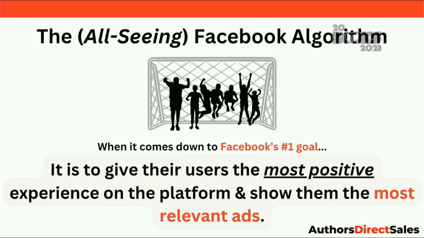And so when it comes down to the Facebook algorithm, their number one entire goal is to provide the most positive experience on the platform for their users and to show the most relevant ads. That is all that they care about. Because they're a business, they want to keep people on the platform for as long as possible. So that's all that they care about.